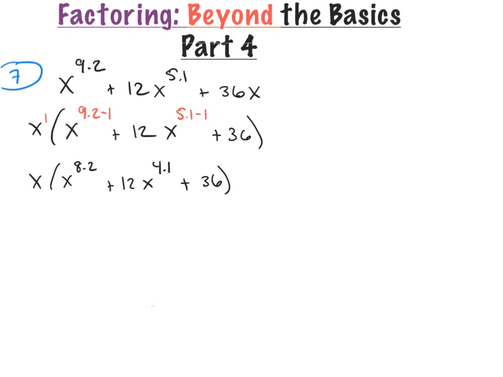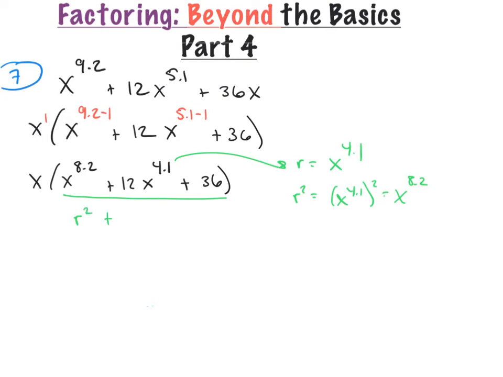Oh, thank goodness. Now we do have quadratic in form. 8.2 is double 4.1, and there are no x's. There's a constant term at the end. So now we can factor what's left in the middle. We're going to let r be x to the 4.1, so that when we square both sides, we get x to the 8.2. So in the middle here, this will turn into r squared plus 12r plus 36.